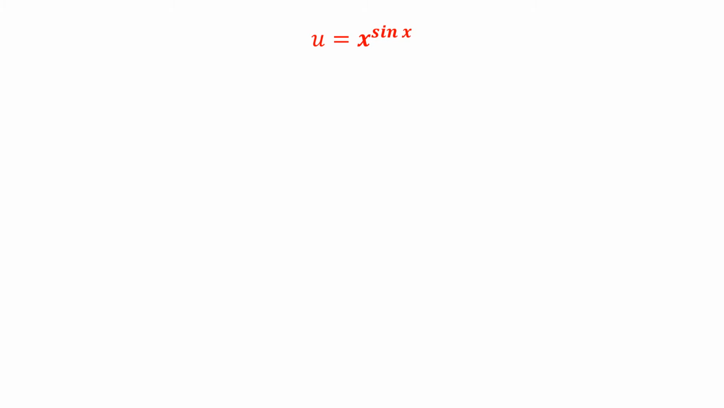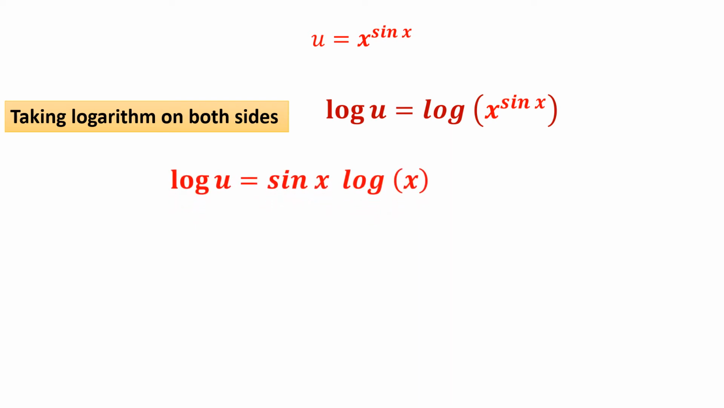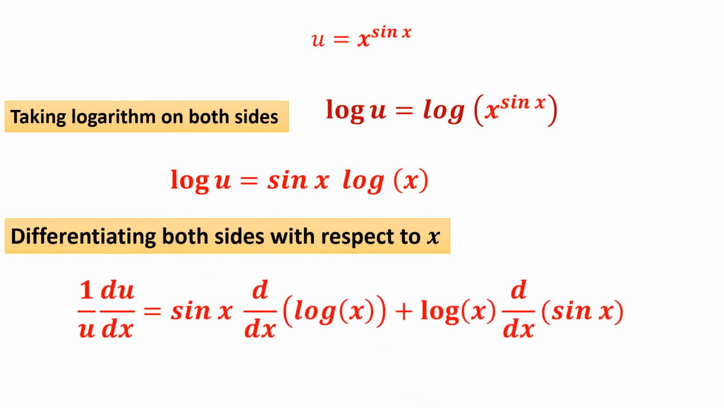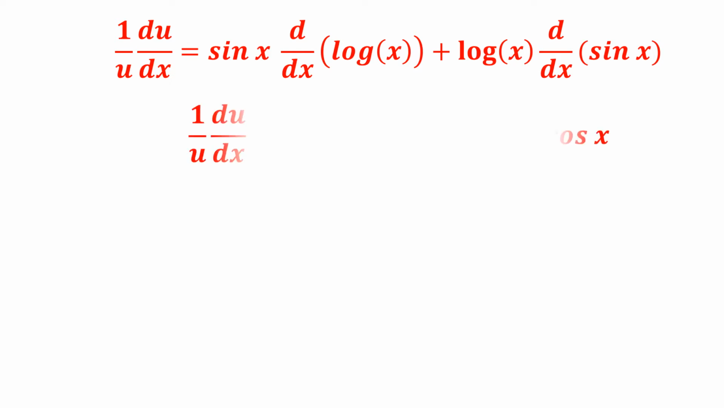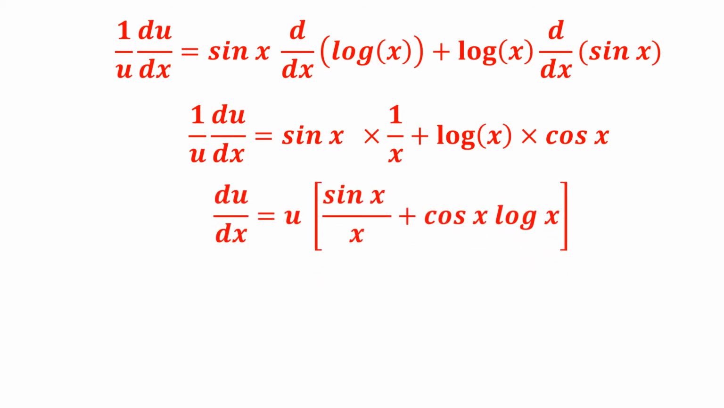We start with u is equal to x power sin x. Take logarithm on both sides. Log u is equal to log of x power sin x. The power sin x will come to the front: sin x into log x. Now let us differentiate both sides. Log u differentiation is 1 by u into du by dx. On the right hand side we have to use the product rule. Keep sin x, differentiate log x, plus keep log x and differentiate sin x. The differentiation of log x is 1 by x and the differentiation of sin x is cos x. Therefore on the right hand side you get sin x by x plus cos x into log x.